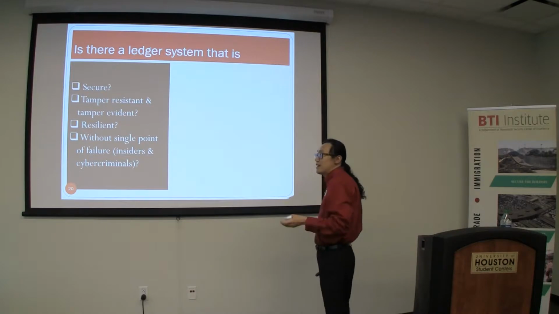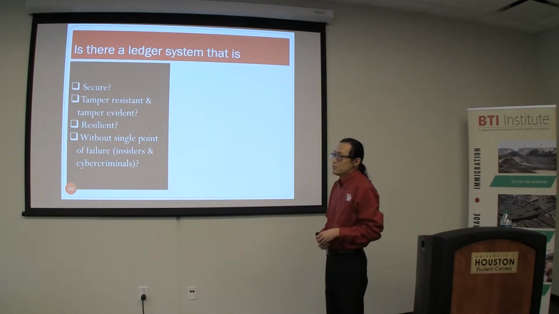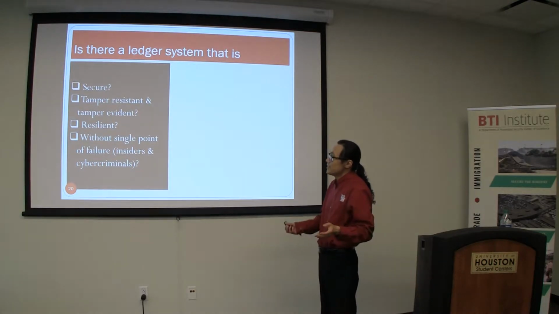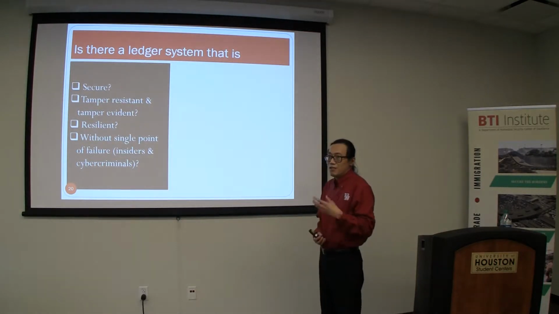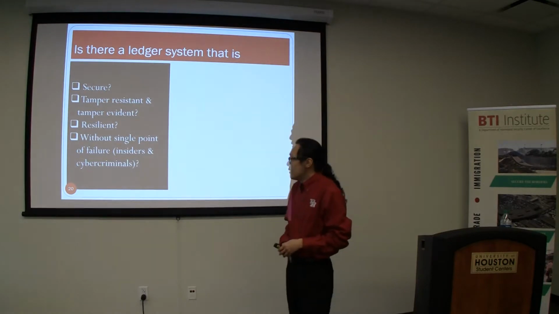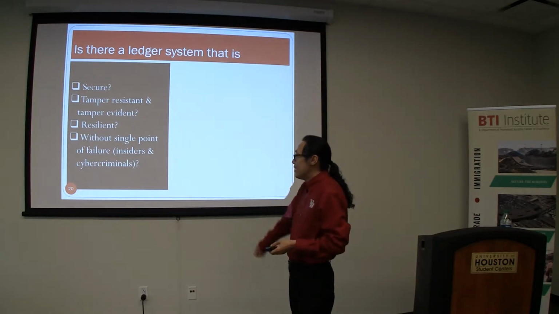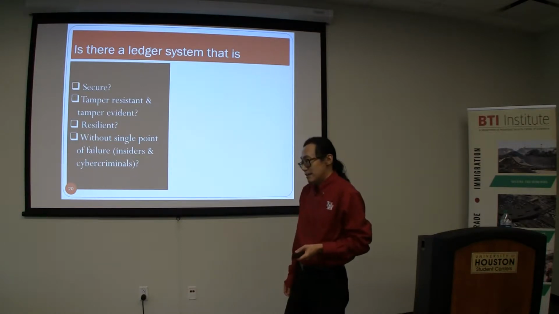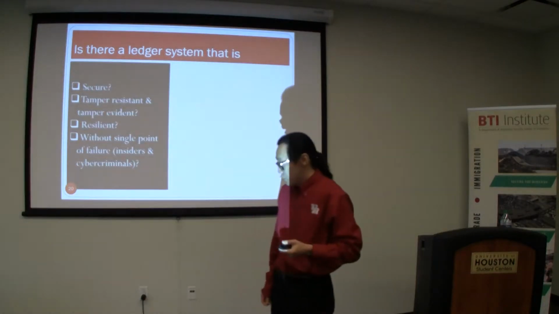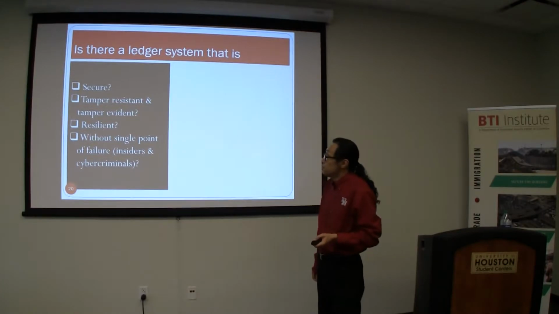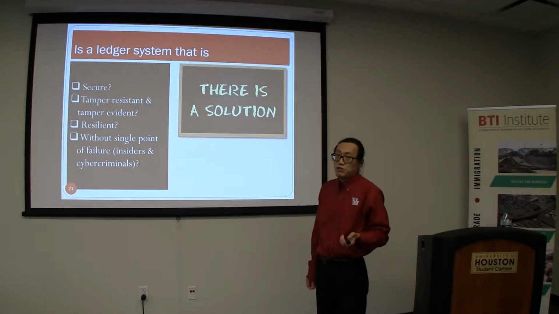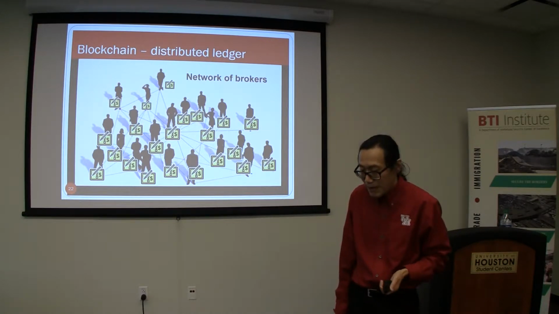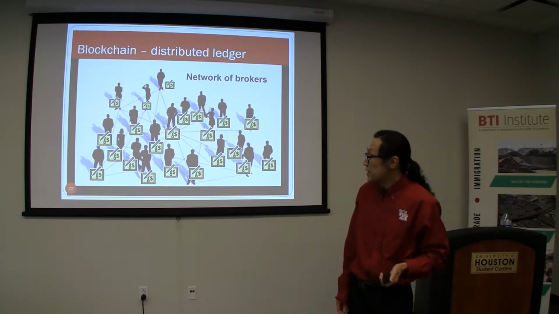So the question is, is there a kind of ledger system or bookkeeping system that is actually tamper resistant, resilient to all the cyber criminals, and does not have a single point of failure? Even if we talk about insiders, right? Maybe some employees try to manipulate the database in the banks, as an example. So there is a solution, right? The solution is this distributed ledger. That's the technology behind Bitcoin or cryptocurrencies.